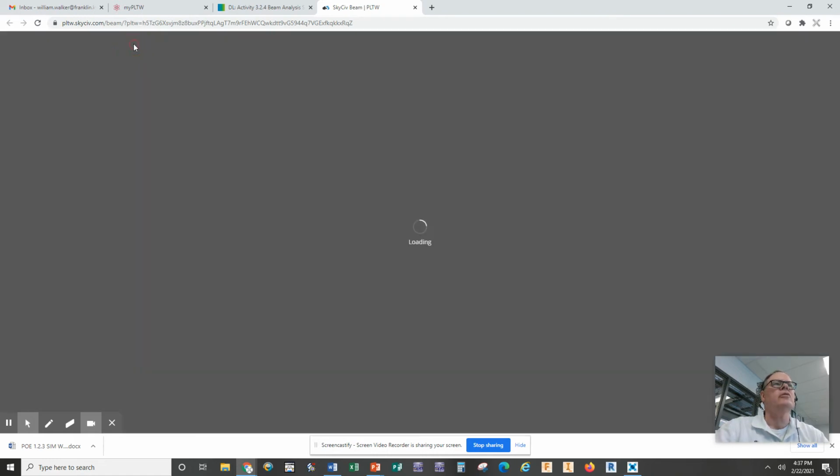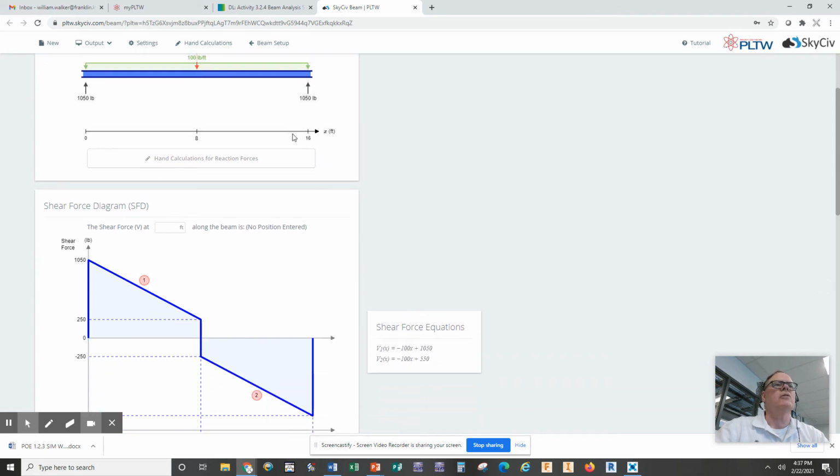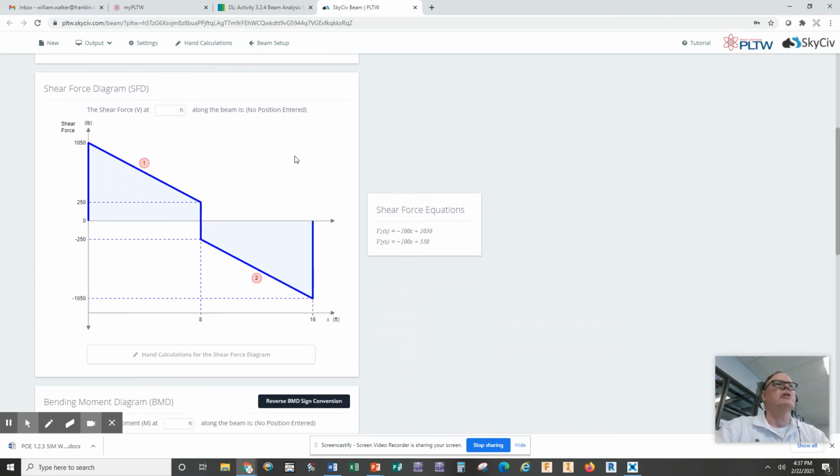So you can click on solve, and there you go. It shows you your load diagram, your free body load diagram with the 2 reactions over here that you calculate from using the equilibrium equations or using the formulas. Here is the funny looking shear diagram.